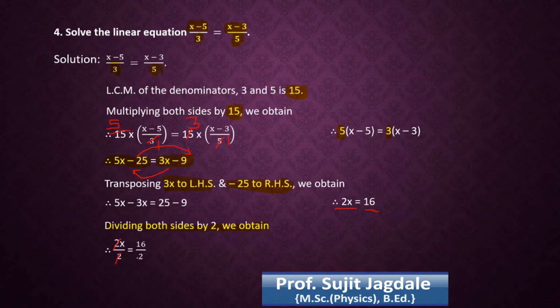So 2 will be cancelled. Then 2 eights are 16. So that's why x equals 8 is the solution of the given linear equation. So this is question number 4.